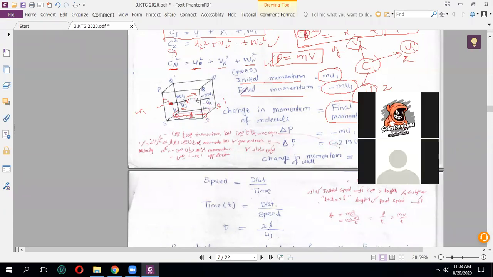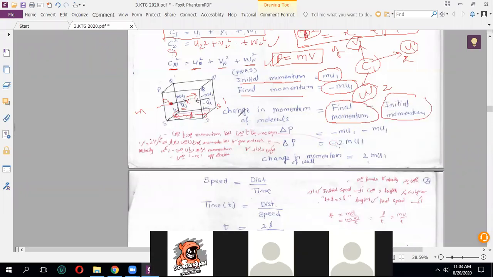Does anyone have any doubt? Now we know about change in momentum. What is change in momentum? We represent change in momentum by delta P. How do we get this symbol? We get this symbol in chemistry, right? Remember, change is represented by the delta symbol. Change in momentum is nothing but final momentum minus initial momentum. The final momentum value is minus mu1, and the initial momentum value is plus mu1. Minus is already there, so minus minus becomes plus, correct? So minus mu1 minus mu1, we get minus 2 mu1.